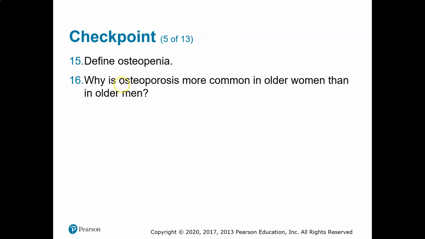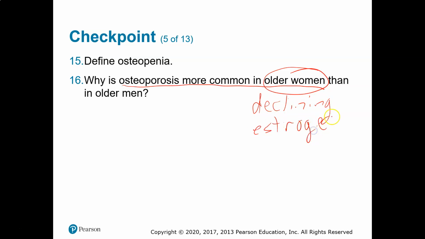And why is osteoporosis more common in older women than older men? That's because of the declining estrogen levels. That happens due to menopause.